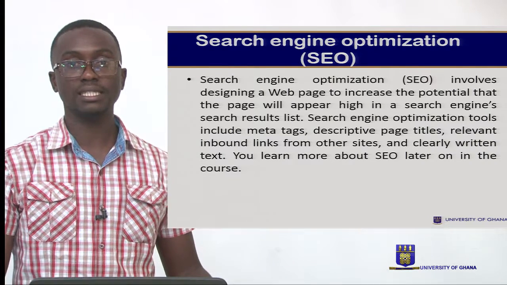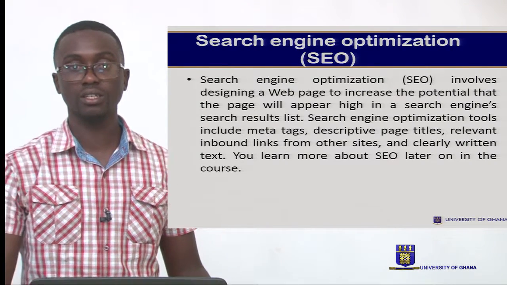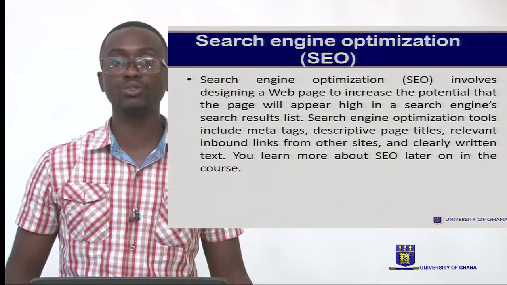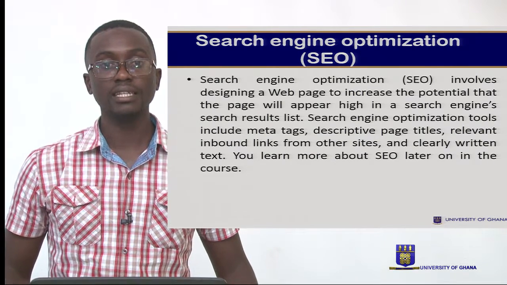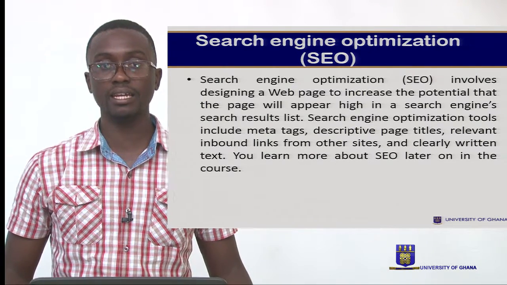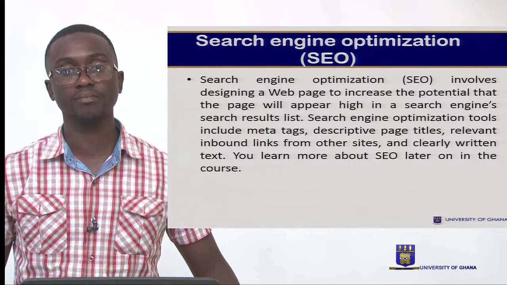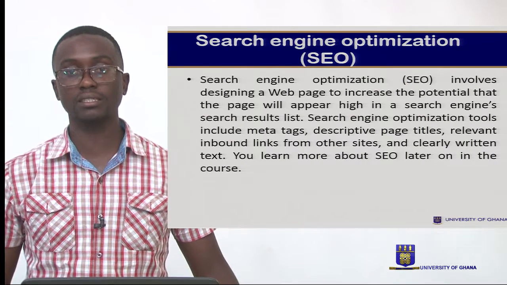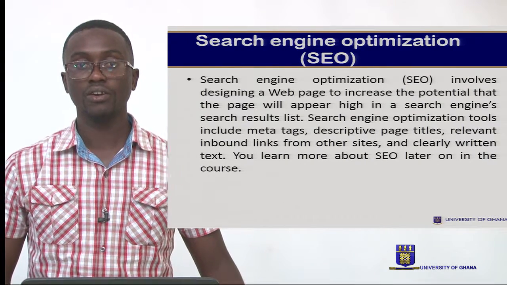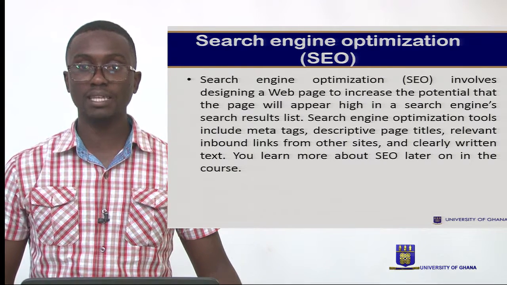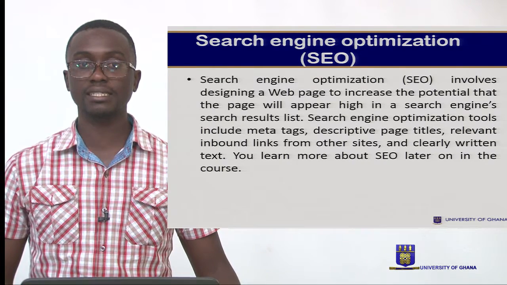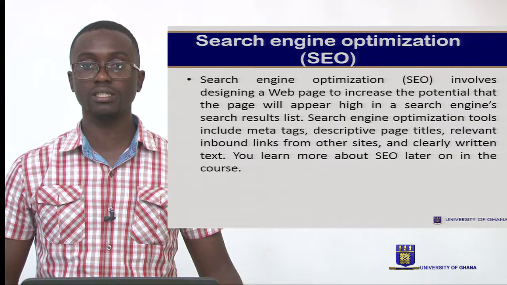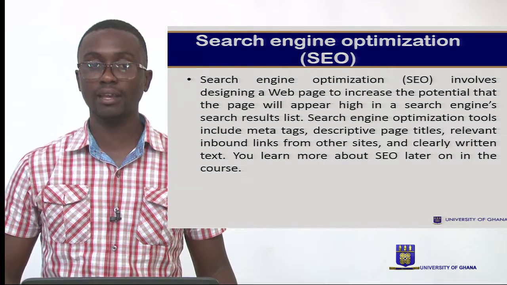We go ahead to look at search engine optimization. Search engine optimization involves designing a web page to increase the potential that the page will appear high in a search engine's result list. Search engine optimization tools include meta tags, descriptive page titles, relevant inbound links from other websites, and clearly written text. You learn more about search engine optimization, simply SEO, later in the course.